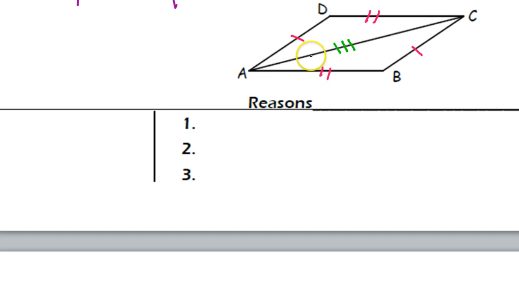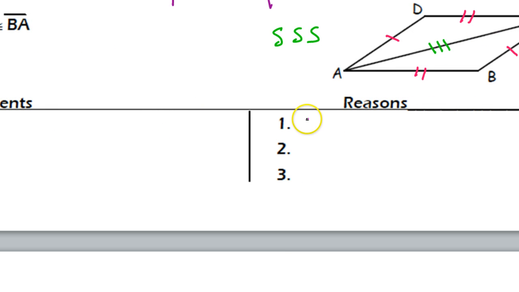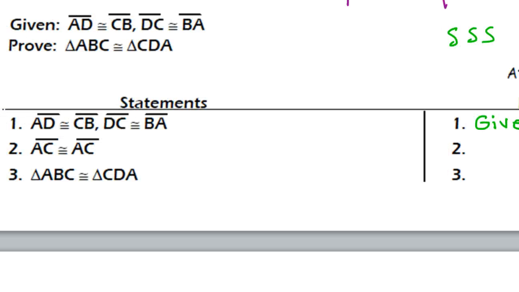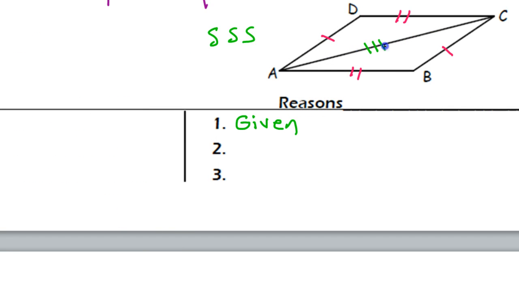So looking ahead, we can see that these two triangles will be congruent by the side, side, side postulate. So this is going to show up later. But it's good to think ahead. So obviously, statement number 1 is just the given. So we'll put that as our first reason. Then statement number 2, AC is congruent to AC. That's the shared side, but anything congruent to itself, that is the reflexive property.